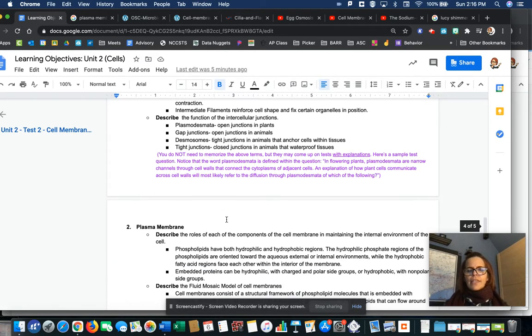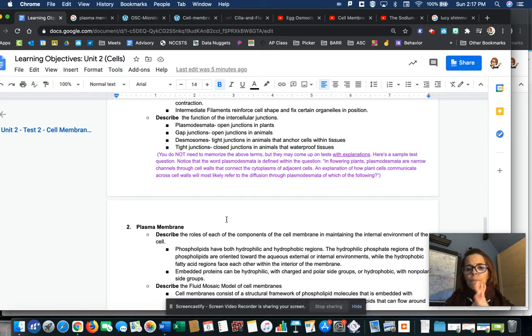Okay, and then the other thing that I want to say, I'm going to read you the little section in purple here first, and then we'll go back. It says you do not need to memorize the above terms. So this is something that might show up on an AP exam, but they're not going to ask you what plasmodesmata, gap junctions, desmosomes, or tight junctions do, or what their functions are. They're going to tell you in the question itself.